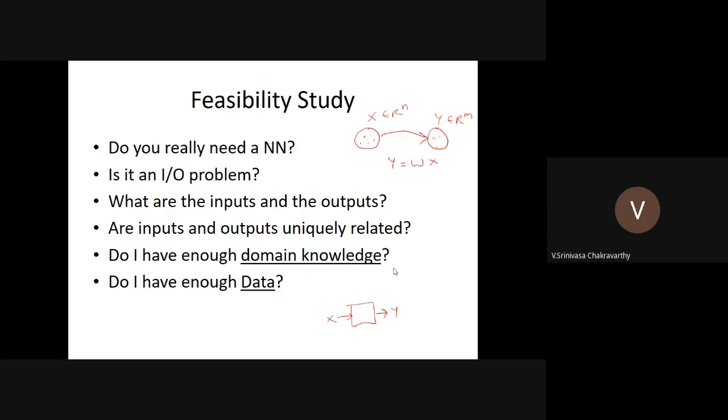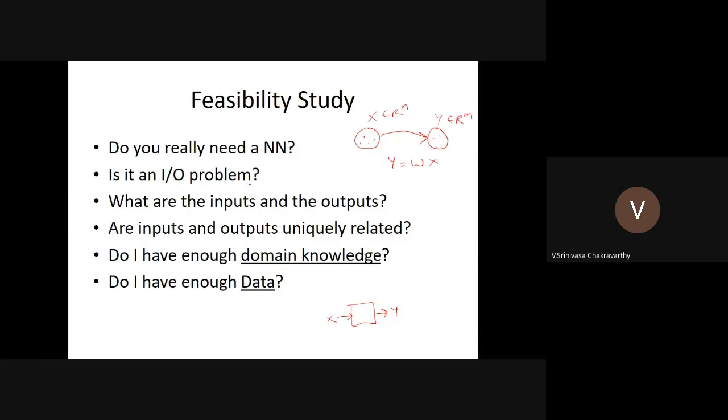What a neural network does is learn a mapping between an input vector x, from n dimensions, Rn, and an output vector y, which is an m-dimensional vector. So it's learning a mapping like this. Now, suppose it's actually a linear transformation, which can be modeled by y equals Wx. You don't need a neural network. So you need to make sure that the problem is hard enough that it warrants the use of a neural network.